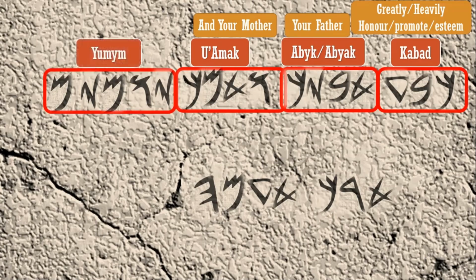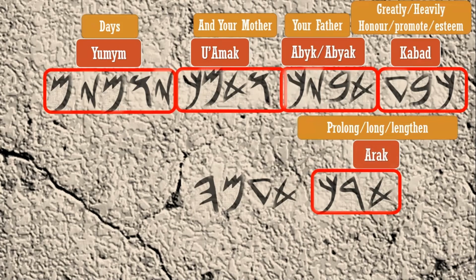What's the next word? Yamim. And remember from the previous script, what did yom mean? For those who got it correct, yes. Yom means day. Yamim is the plural form, meaning days. So, kabad avik v'imek yamim. And this is greatly or heavily honor your father and your mother. Days. Let's continue. What's the next word? Arak. Arak. And this means prolong or long or lengthen. So kabad avik v'imek yamim arak means greatly honor your father and your mother days long, or days prolong, or days lengthen.